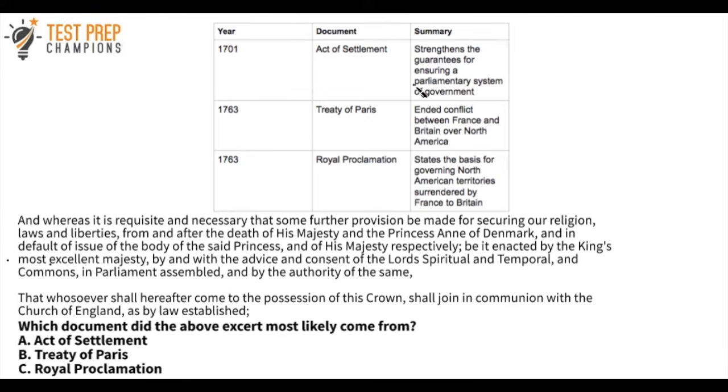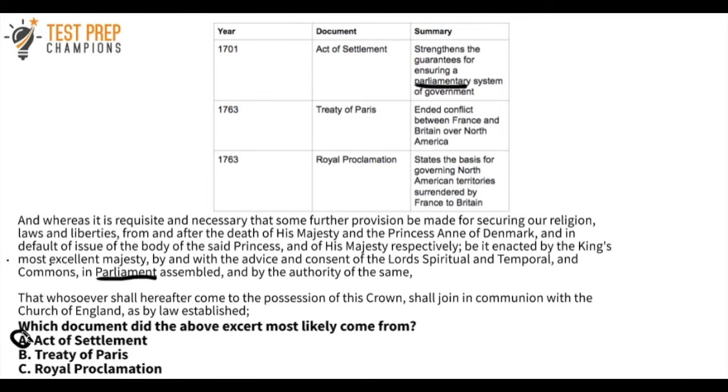So right off the bat, there's a little trick here. So hopefully you saw the word up here. It says parliamentary or parliament. And down here you might see the word parliament. So this won't always work, but it sometimes works. Whenever you see different words that'll match like this, like up here in the summary of the Act of Settlement, we see that it strengthens the guarantees for ensuring a parliamentary system. And we also see that it goes on to talk about parliament here in the excerpt. So we would assume that logically, well, this must come from the Act of Settlement.